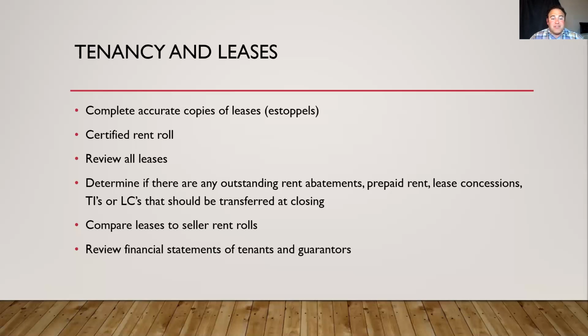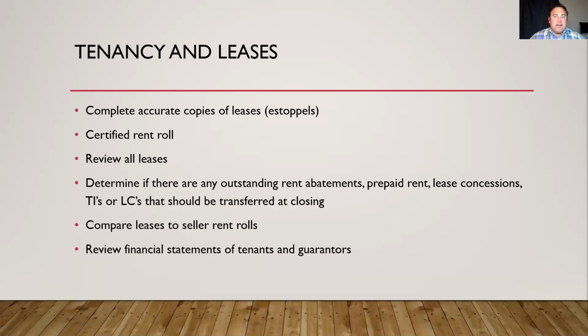Big one here, financial statements of tenants and guarantors. If we bought an office building or a retail center, right? Bought a retail center, my number one tenant's JCPenney's, might be an issue since they're about ready to file bankruptcy, or maybe have already. We definitely want to review the financials of tenants, especially in commercial spaces, especially if we've got single tenant assets where we rely on that tenant to foot the bill.